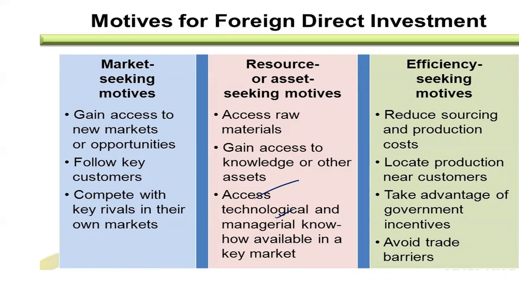Then the third point is take advantage of the government incentives. Whatever incentive facilities the government is giving, you will take advantage of, and avoid trade barriers. Whatever the trade barriers will be, you will try to avoid them.